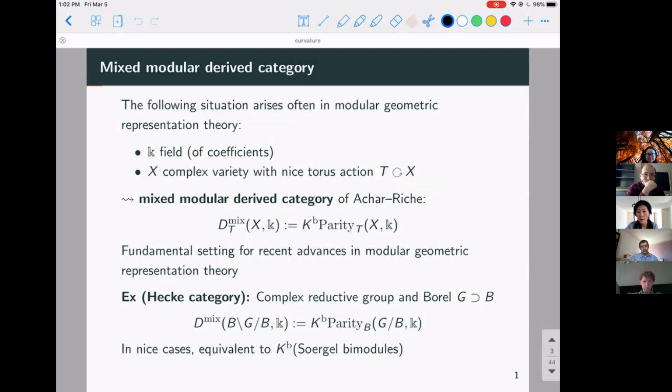Under nice conditions that I won't talk about, there's a setting called the mixed modular derived category that's been fundamental for some recent advances in my field. If you're not familiar with this, it doesn't really matter. But something that might be more familiar to some of you is the homotopy category of Soergel bimodules. You can think of this in some cases as an example of this mixed modular derived category. This is the so-called Hecke category associated to some connected complex reductive group G and a Borel.